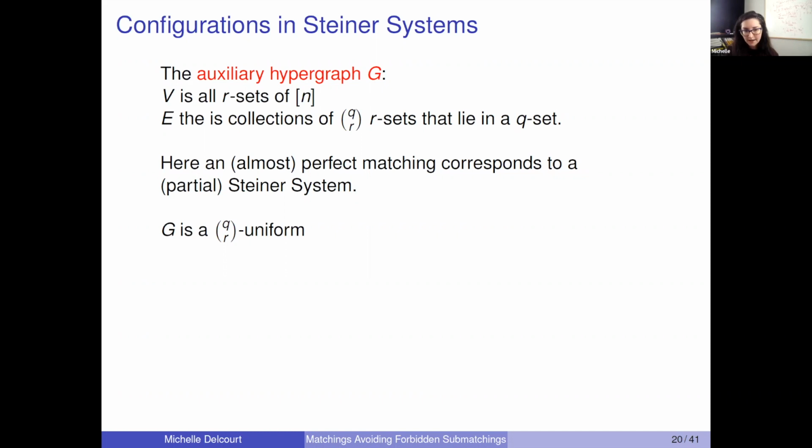Each edge has Q choose R vertices in it. We are also regular. So if we think about one fixed R element subset, how many edges it lives in, well, there are n minus R other elements in the ground set to pick from, and we're thinking about the Q element subsets that this fixed R element subset lives in, so we choose Q minus R other elements.